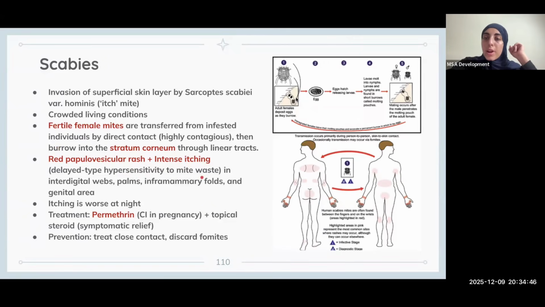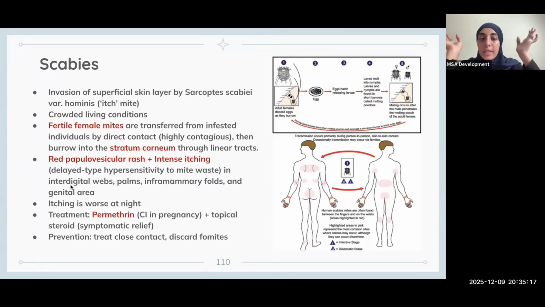So when the mite goes there, it's gonna lay its eggs, and it's also gonna put all of its waste products, okay, all of its fecal matter, and there will be a delayed type hypersensitivity to all the fecal matter of the mite. Usually it is infesting the interdigital webs, so between the fingers, okay, as well as in the palm and in the inflammatory folds and in the genital area. Anywhere where you have folds, okay, so between the fingers and in the palms.